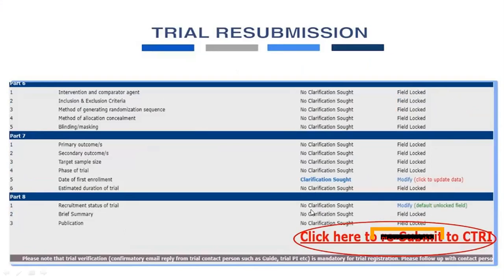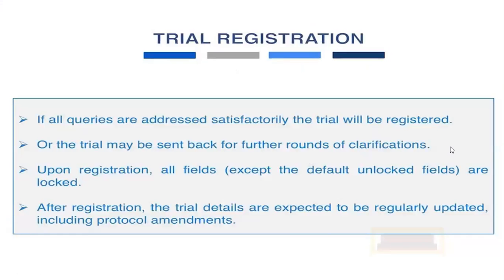modification stage. Then you will find there is a button on which you need to click, that is click here to resubmit to the CTRI. So once you fill all this, then you need to resubmit it. And when you resubmit, at that time you will see that your application is finally submitted, right? So for the process of trial registration, if all queries are addressed satisfactorily, the trial will be registered, right? Or the trial may be sent back for further rounds of clarification.